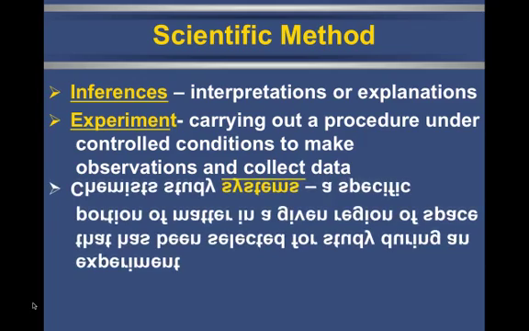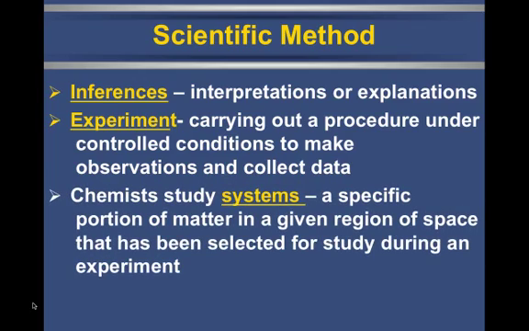Chemists study systems. Now, a specific state of system is a portion of matter in a given region of space that has been selected for study during an experiment. An example of a system: if you were studying fish in a pond, that pond would be your system.